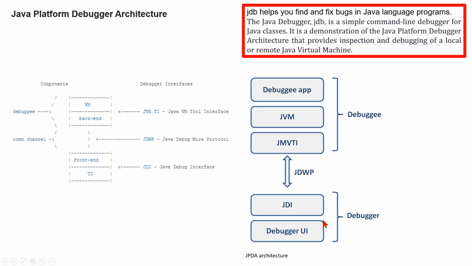Java Debugger Interface, JDI. JDI is the highest layer of the Java Platform Debugger Architecture. It allows access to the JVM and the internal variables of the debugged program. It allows setting breakpoints, stepping, and handling threads.